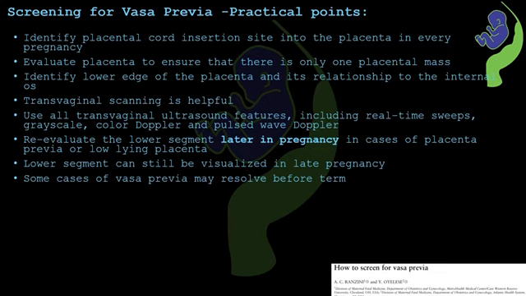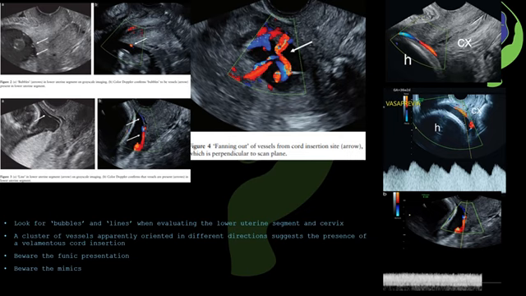As the gestational age advances, the stretching and elongation of the lower uterine segment takes place, and therefore it is not surprising to see some cases of vasa previa resolving spontaneously as the pregnancy advances. If you come across any circular structures in the shape of a bubble or any tubular structure which is hypoechoic, we should suspect vasa previa, and you confirm by using color Doppler and also the pulse wave Doppler.